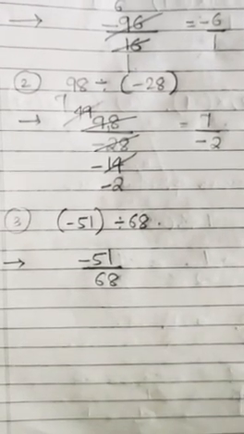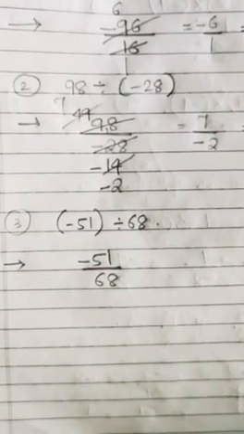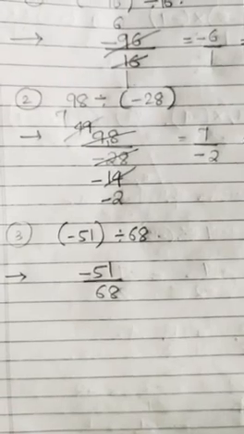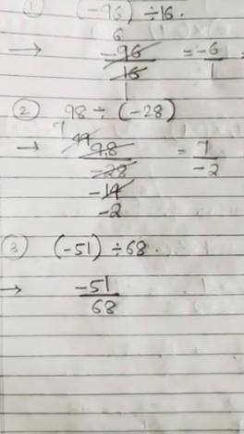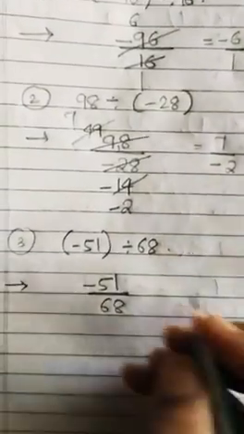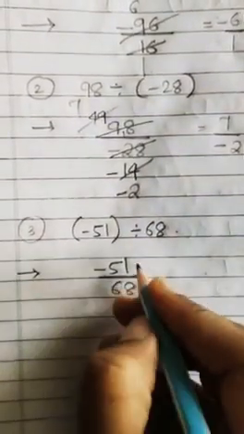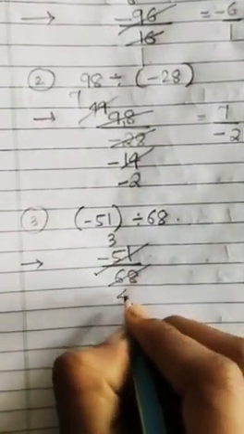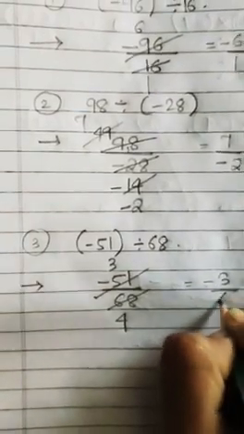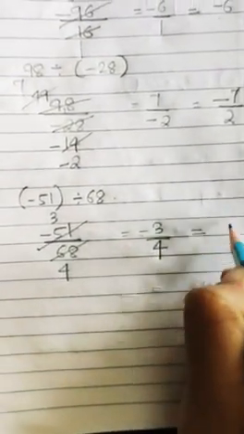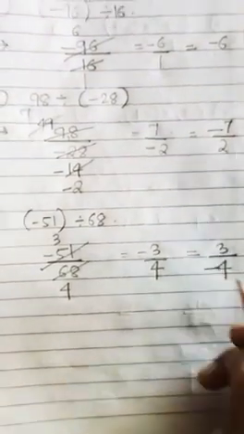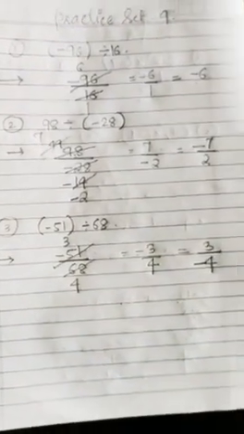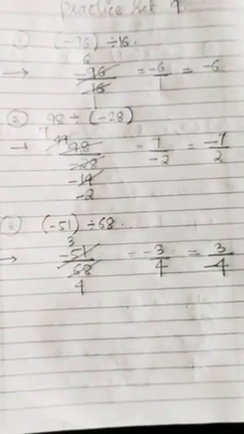No. Table of 13? No. 14? No. 15? No. 16? No. 17? Yes. In the table of 17, both numbers come: minus 51 upon 68. 17 3s are 51 and 17 4s are 68. This is minus 3 upon 4. Your fraction will be 3 upon minus 4, interchanging like this. So this is about division of integers.